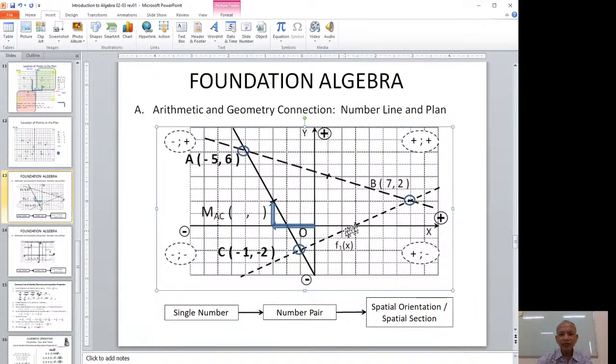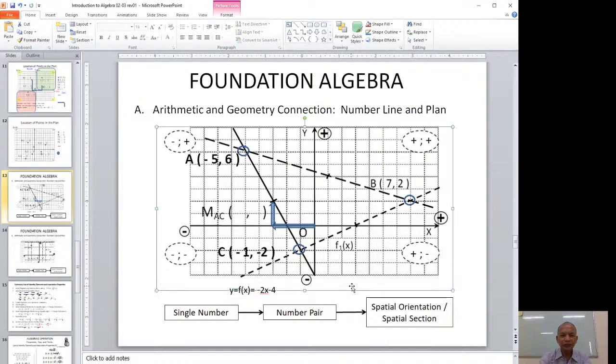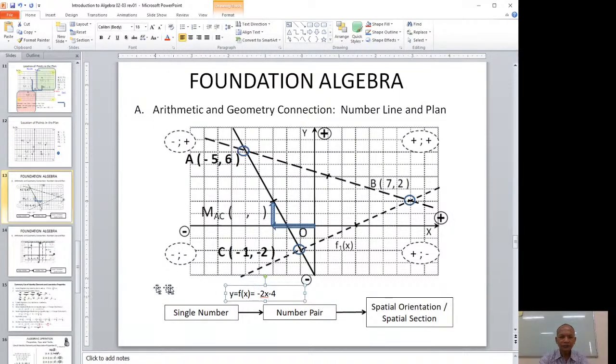That's why in the exam, when you have to find the equation of the line, we just look at the picture and know the slope, coefficient A, and the intercept B where it cuts the y-axis. Just by looking at the figure we can tell: y equals f of x equals negative 2x minus 4.